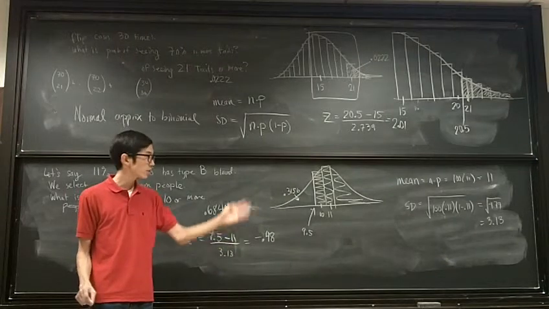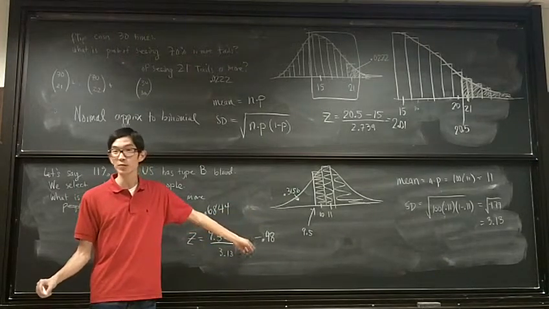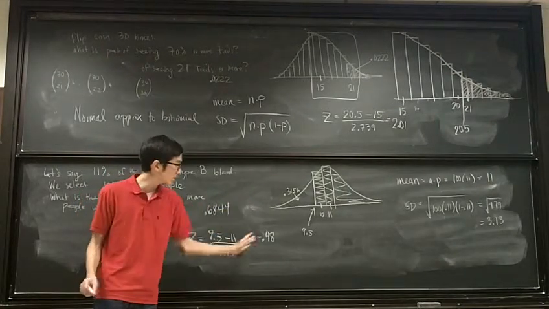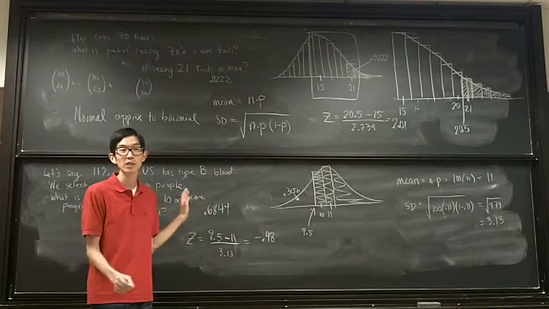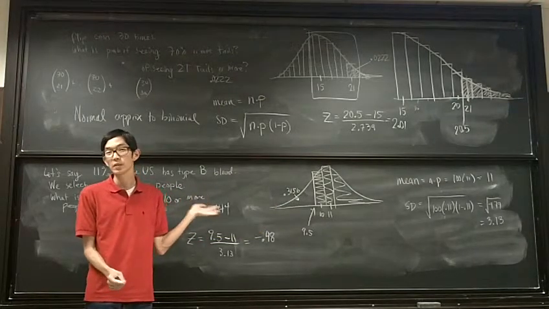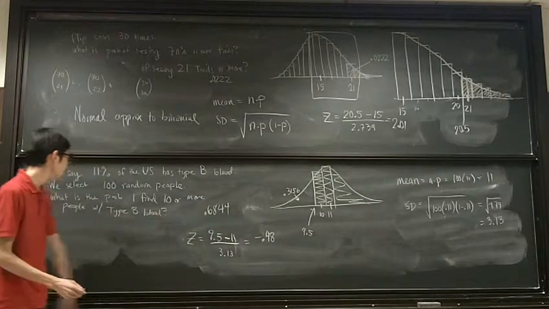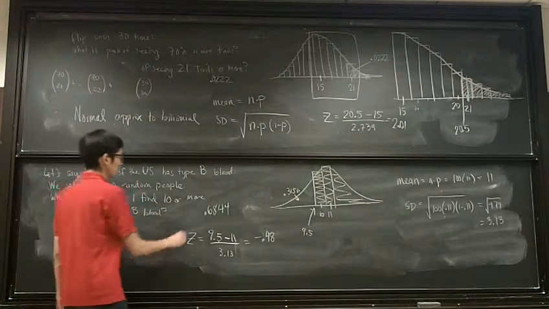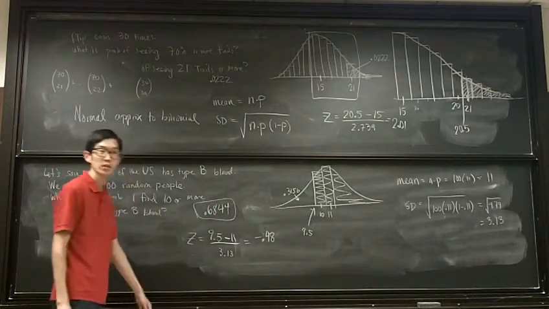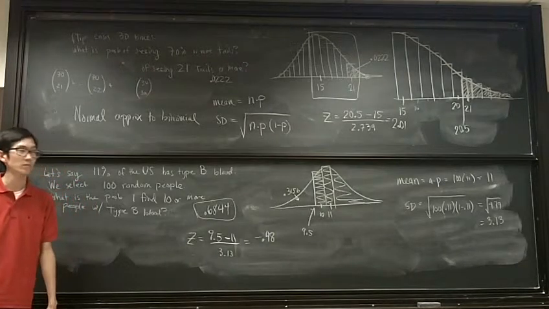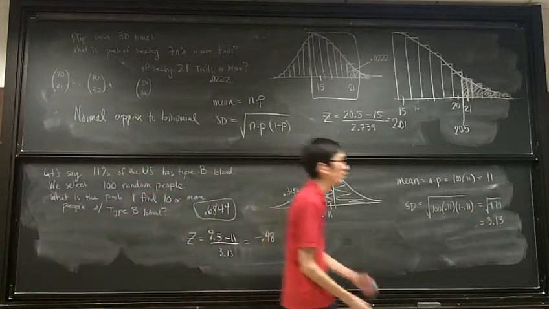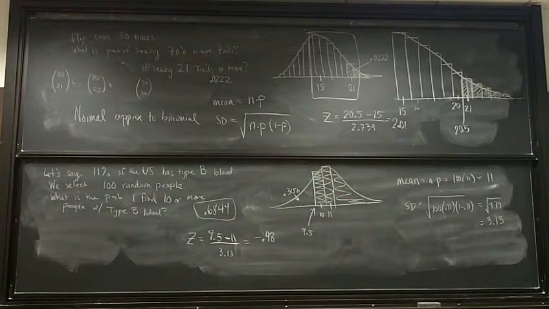Or, I can go to the z table, and instead of looking up negative 0.48, I can just look up positive 0.48, because the area to the right of negative 0.48 is going to be the area to the left of positive 0.48. And so when I do that, I get 0.6844. So what's the probability that I find 10 or more people with type B blood? 0.6844. Is that okay? Okay, great. Let's take a look at the computer.